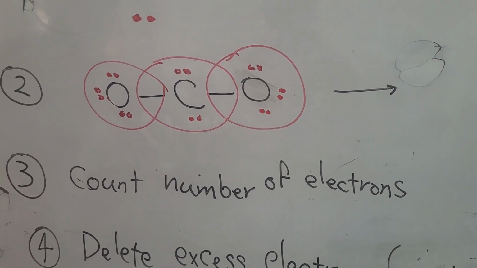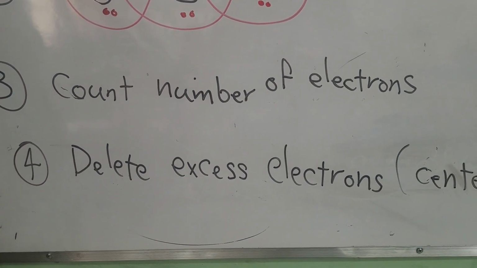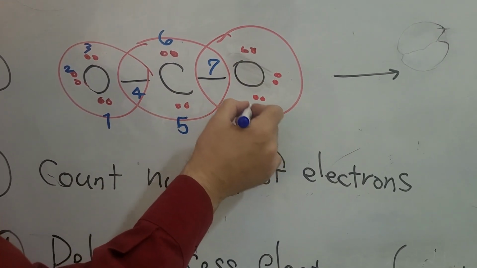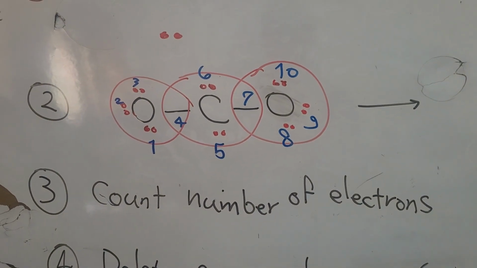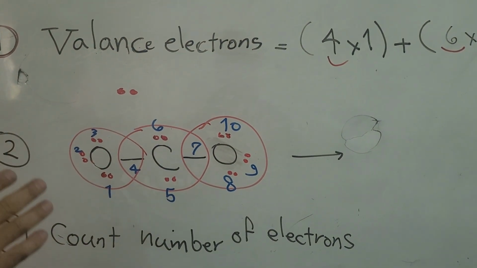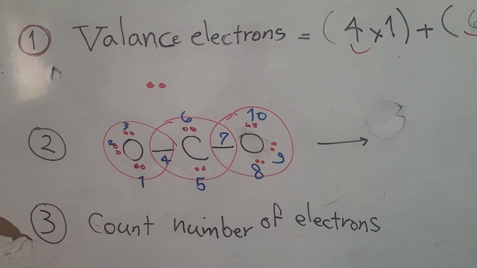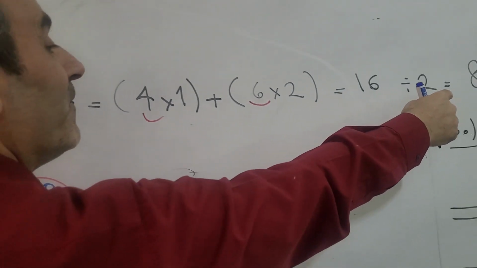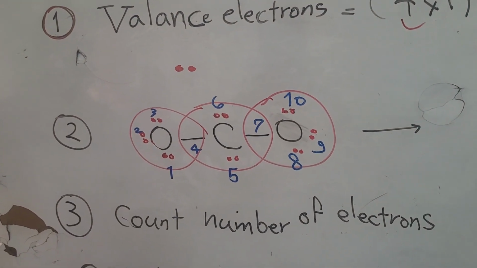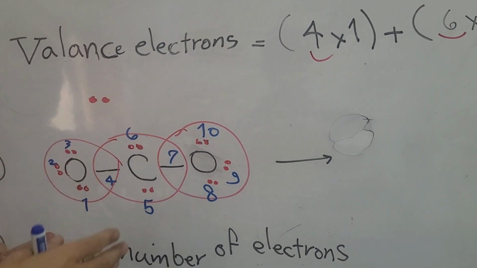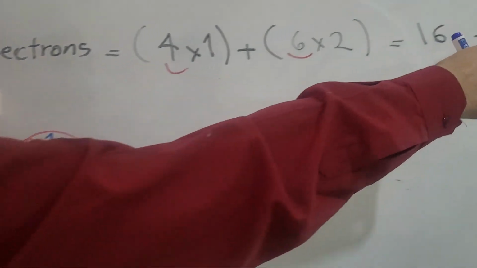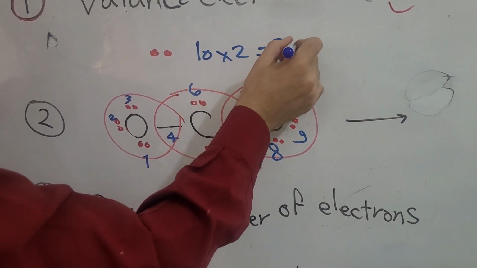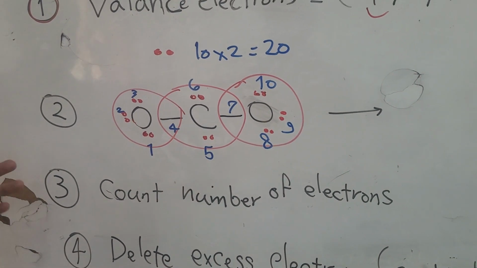What's the problem? I count the number of electrons. I count 1, 2, 3, 4, 5, 6, 7, 8, 9, 10. What's the problem? The Lewis structure, octet rule, 8 electrons around each atom is correct. The problem is the first step, because we can write and draw the Lewis diagram for carbon dioxide with just 8 pairs or 16 electrons. I have here 10 pairs, or 10 times 2, 20 electrons, and 2 pairs or 4 electrons is excess, okay?